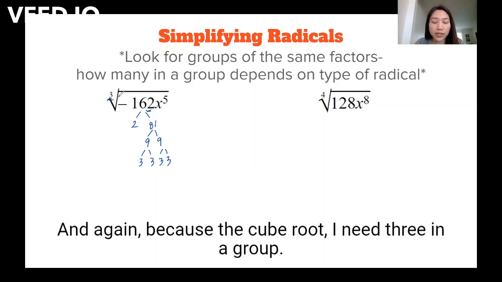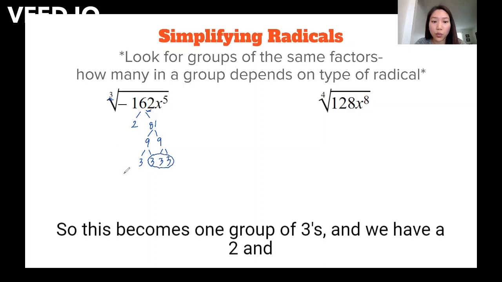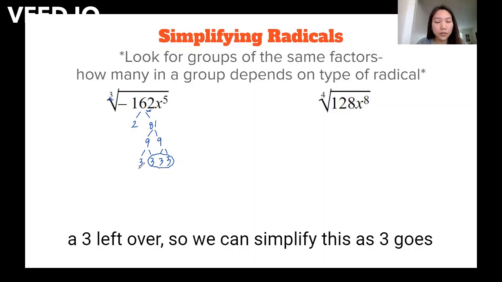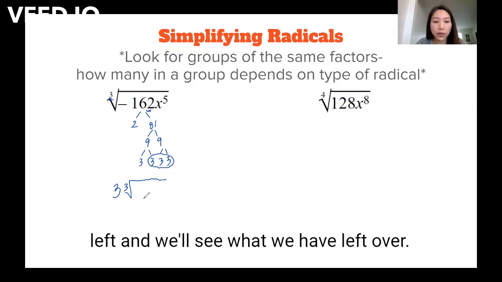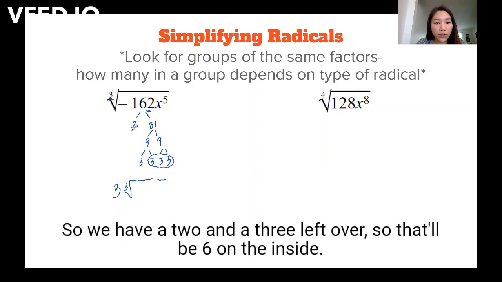And again, because it's a cube root, I need 3 in a group. So this becomes one group of 3s, and we have a 2 and a 3 left over. So we can simplify this as 3 goes on the outside of the cube root, and we have a cube root left, and we'll see what we have left over. So we have a 2 and a 3 left over, so that'll be 6 on the inside.